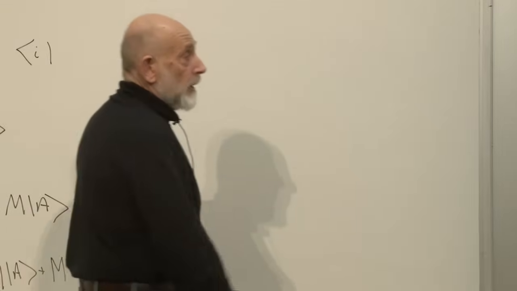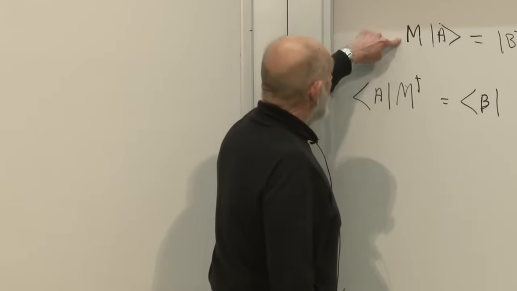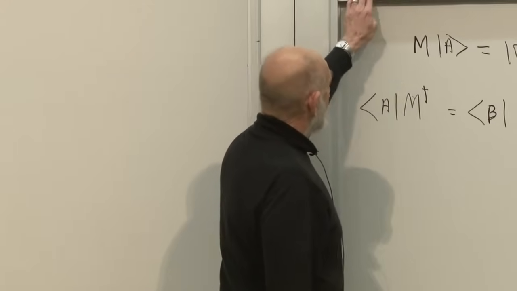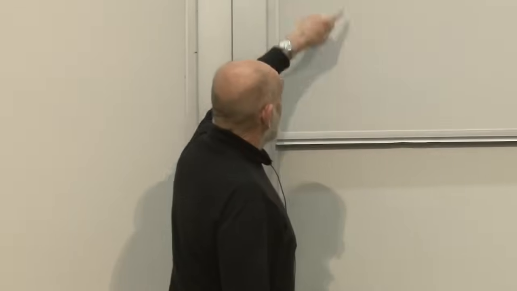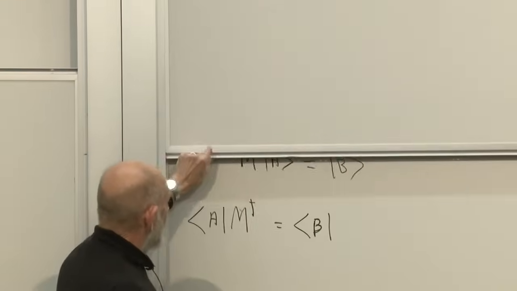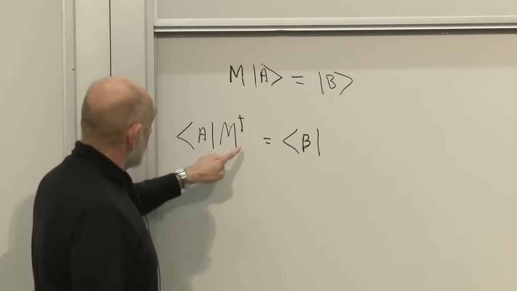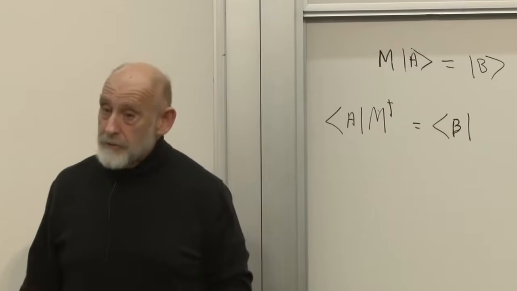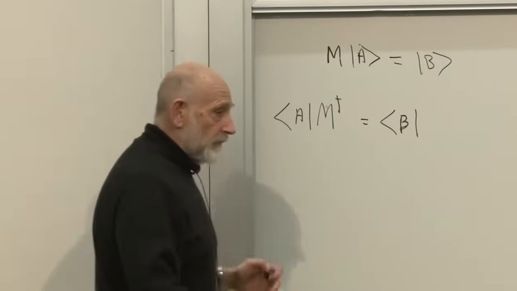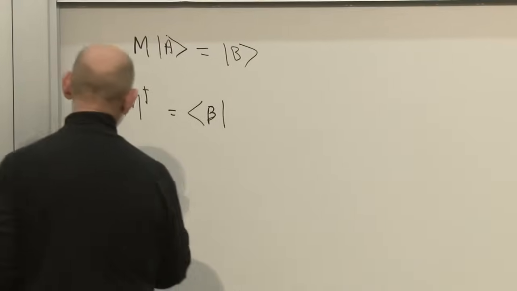Well, okay, this is abstract, but let's see if we can get to a concrete notion. M_IJ, the abstract operator, is equivalent to a concrete matrix. If I give you the concrete matrix, then I'm giving you M. The question is, in terms of that concrete matrix, is there a concrete matrix for M dagger? And the answer is yes. How do we find it? We find it just by proceeding dead ahead.